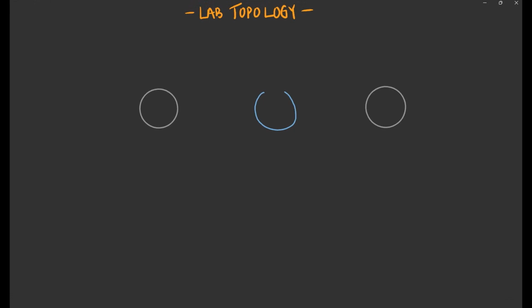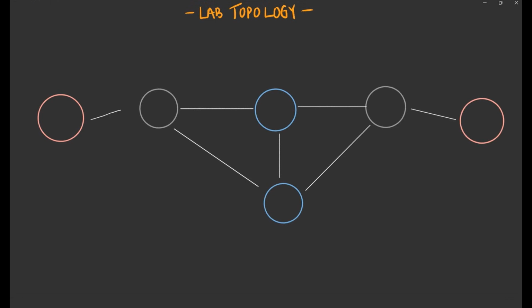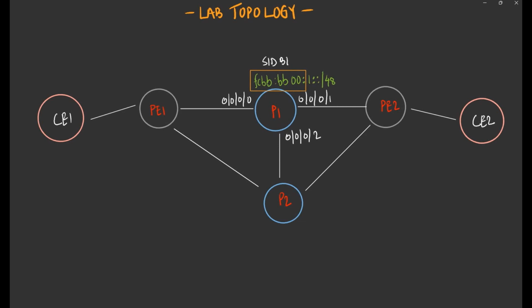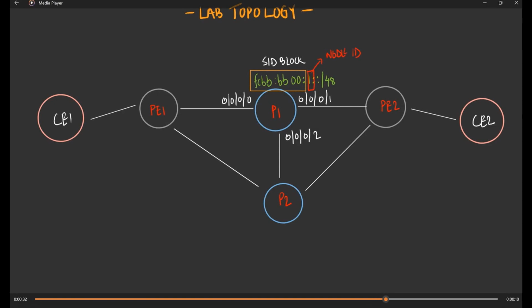So this is a lab topology, and based on this lab topology, this is a simple lab that I created, and then we have two PEs here and two P routers. Two C routers are connected. So based on this, the interfaces are connected with P. I'll go and configure only P here to make it more simple. And the FCBB-BB00 is basically a SID block, and this is the node ID that I configured.